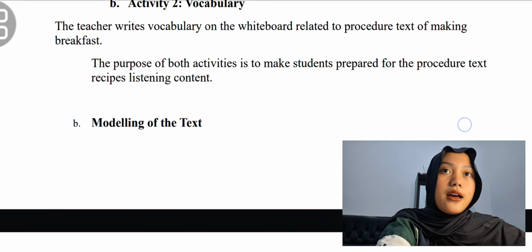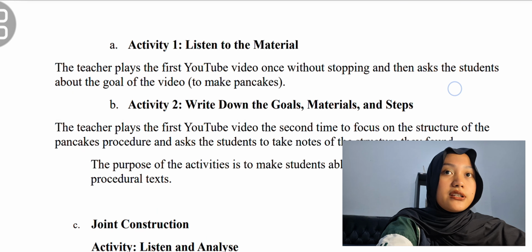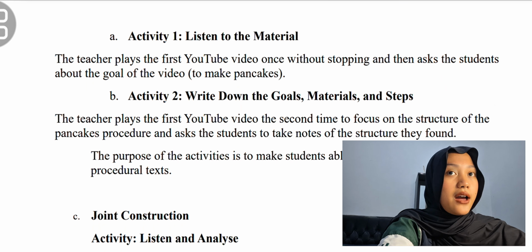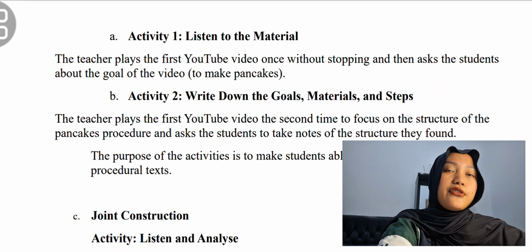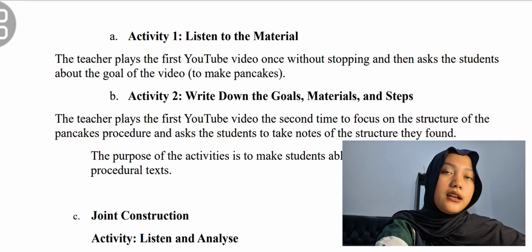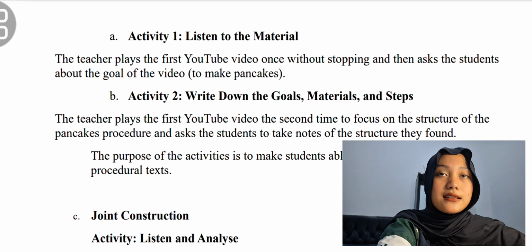Next is MOT, or modeling of the text. Here we also have two activities. The first one is listening to the material and the second one is writing down the goals, materials, and steps.